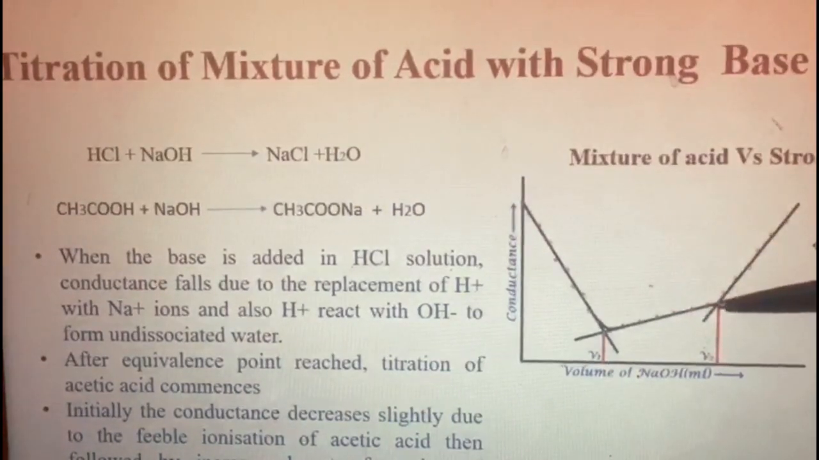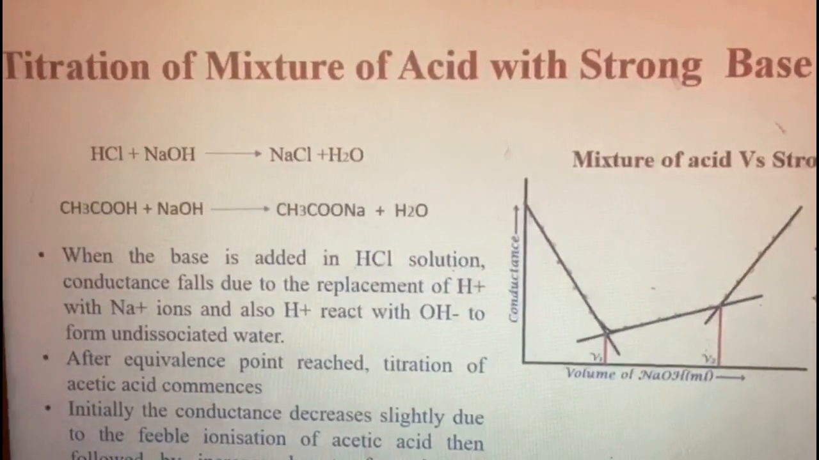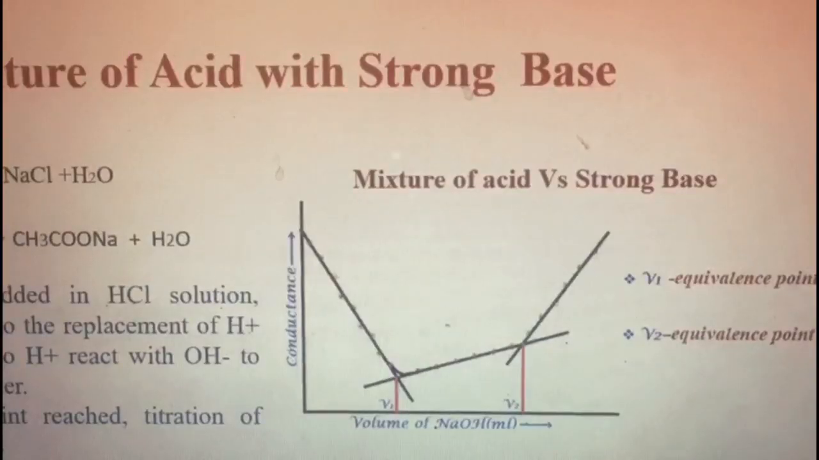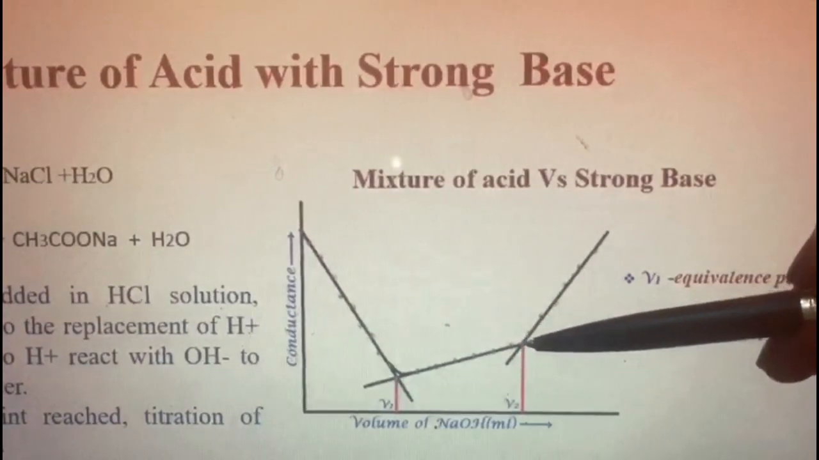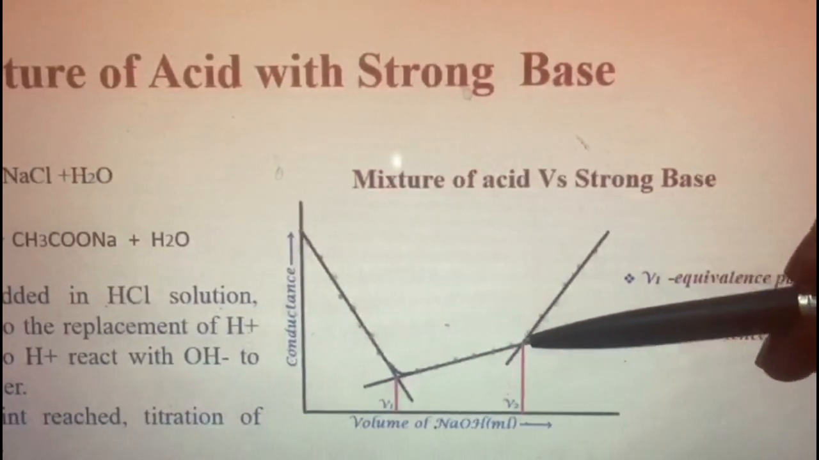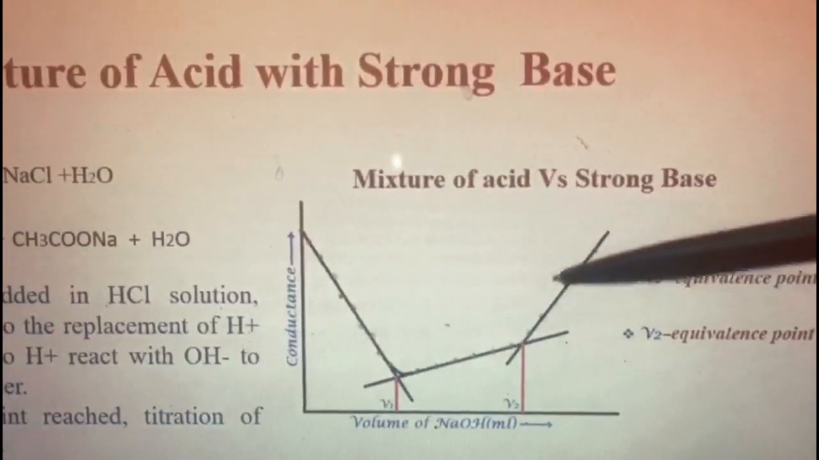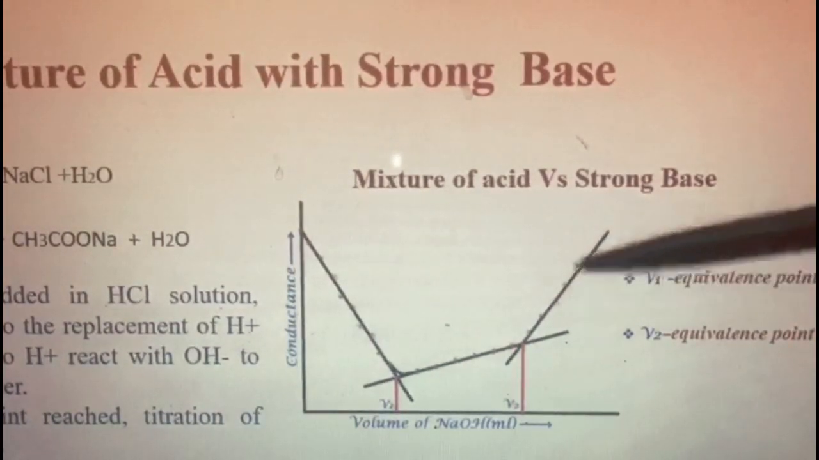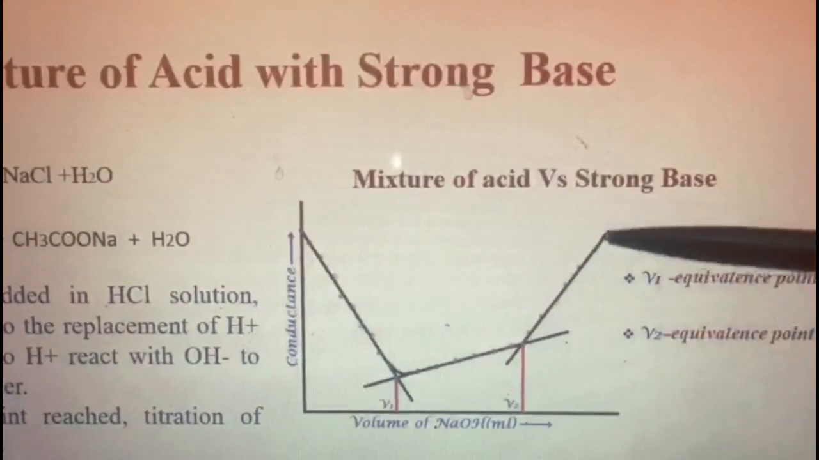Then another point is reached where all of the acetic acid has reacted with sodium hydroxide. So when this point is reached, what will happen? All of the acetic acid is also completely neutralized with sodium hydroxide. Then we are adding excess sodium hydroxide to the reaction mixture. There is no acid and only OH minus is present. We know the conductance of OH minus is very high. Therefore, the conductance increases sharply.